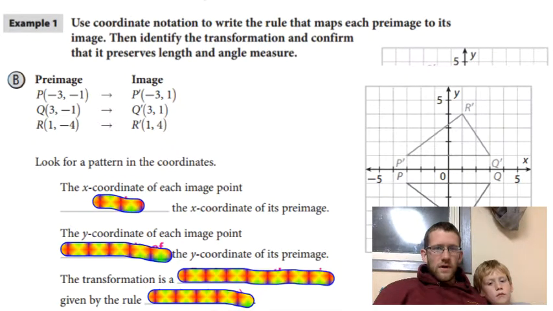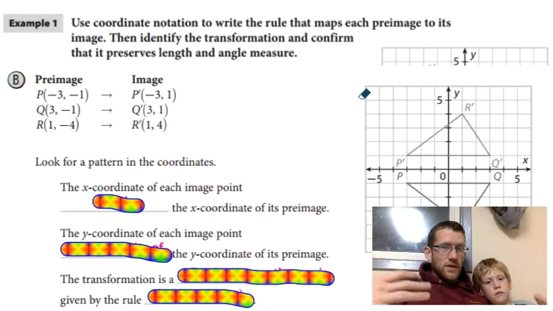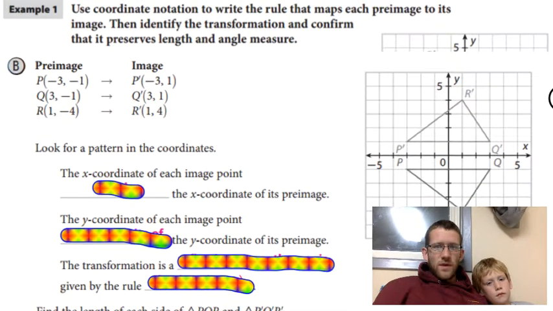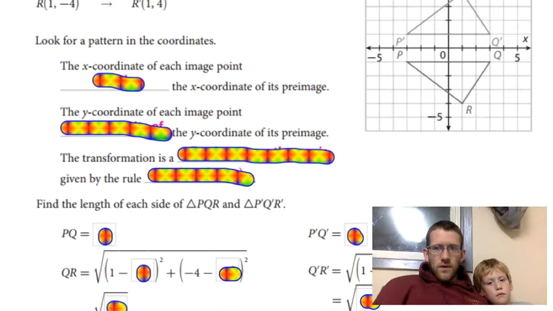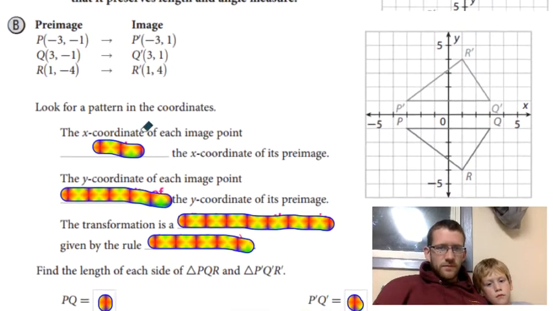Okay, we'll go ahead and walk through B here. If you want to pause and do this yourself and then check your work real quick, feel free, but I'm doing part B here. We're going to do the same thing. We're going to figure out the rule, and then we're going to apply that transformation. We're going to check to see that it preserves length and angle measurements. So go ahead and pause if you want to try this yourself.